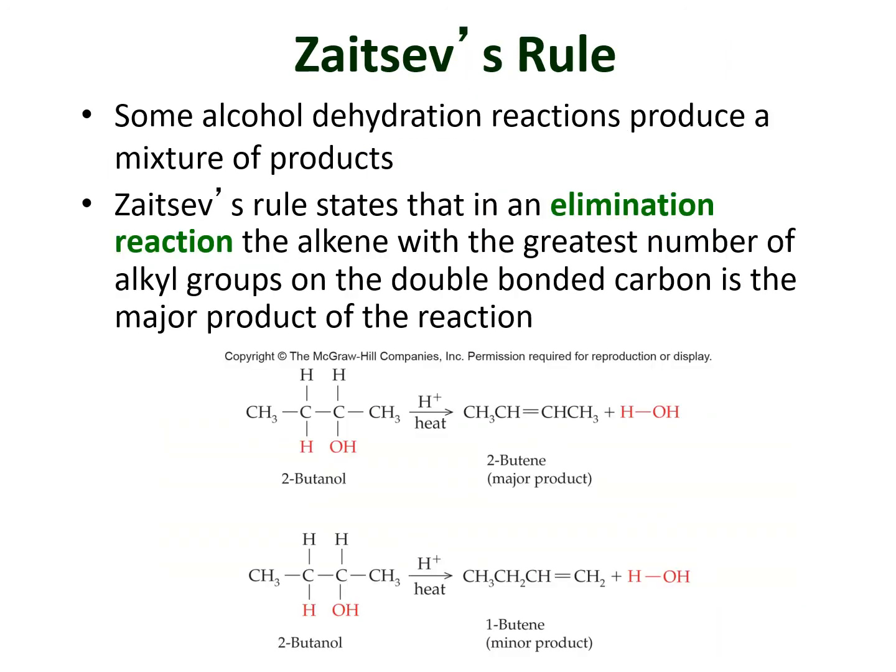Next up is something that we call Zaitsev's rule for this elimination reaction that we just saw. So some alcohols, especially the bigger alcohols, when dehydration reactions take place, will produce a mixture of products. So we can have 2 or 3 different products basically.